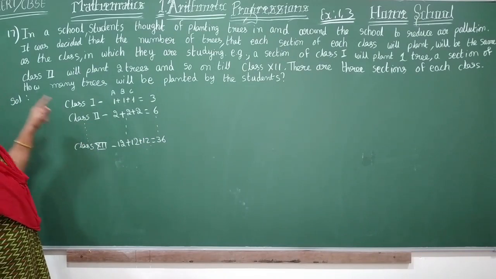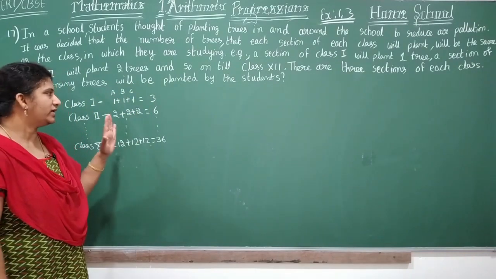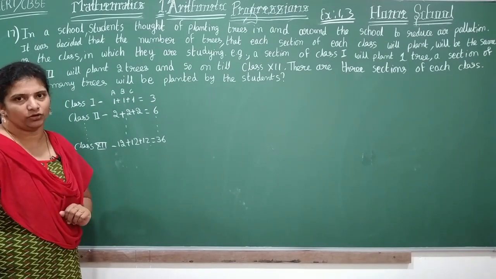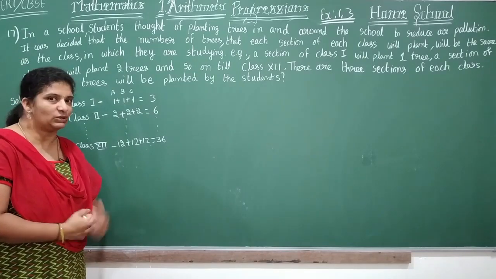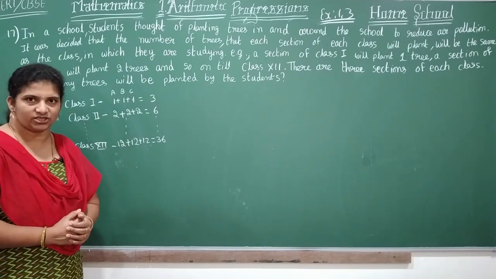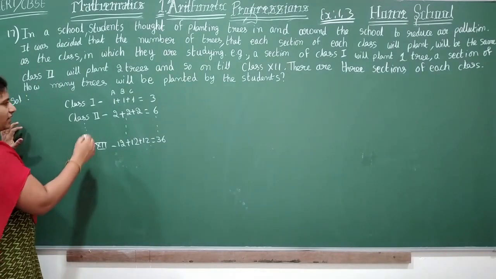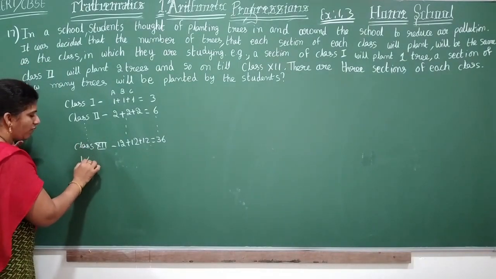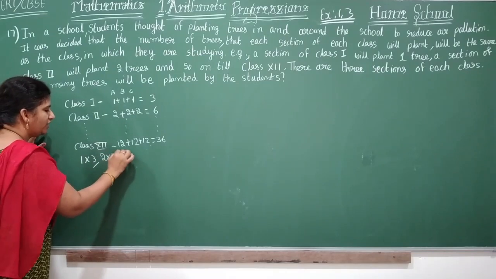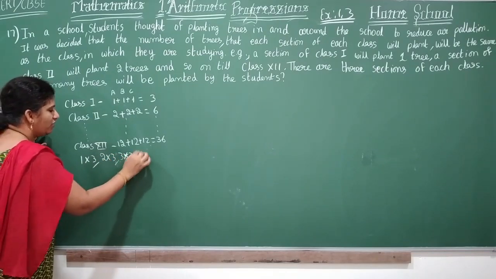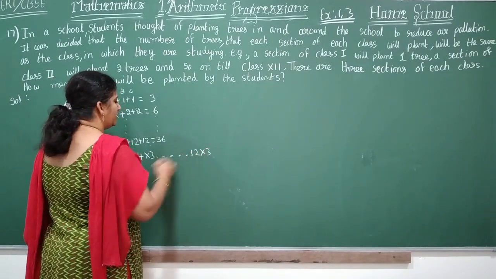So what is your question? How many trees will be planted by the students? What is the total number of plants they are going to plant? How many classes are there here? 12 classes. Okay, forget about the sections. We have 12 classes, right? So let's write here: first class, 1 into 3. Second class, 2 into 3. Third class, 3 into 3. Fourth class, 4 into 3, and so on. 12th class, 12 into 3.